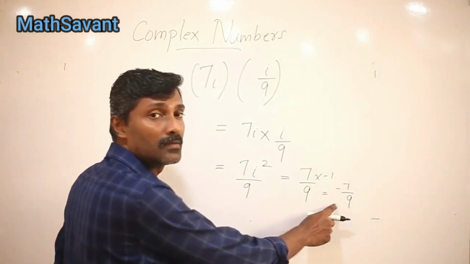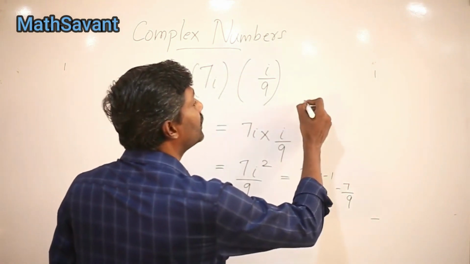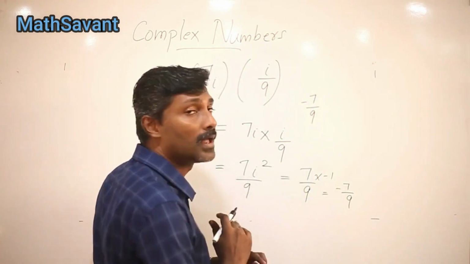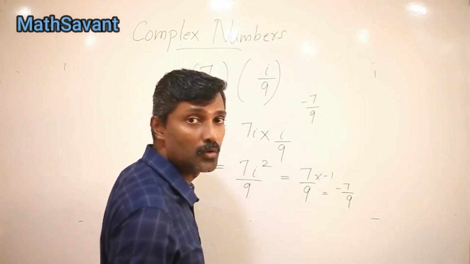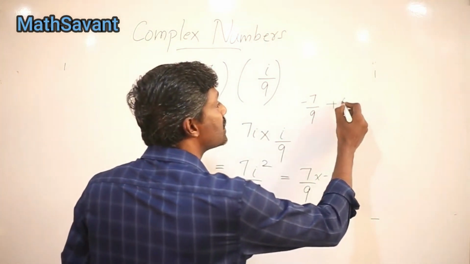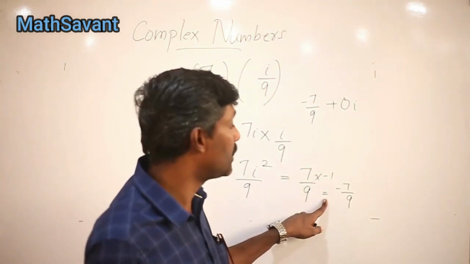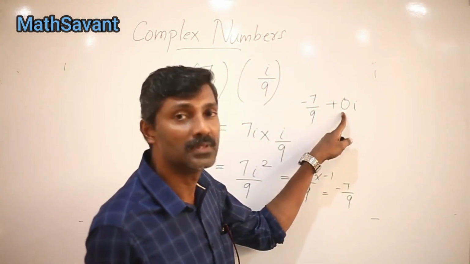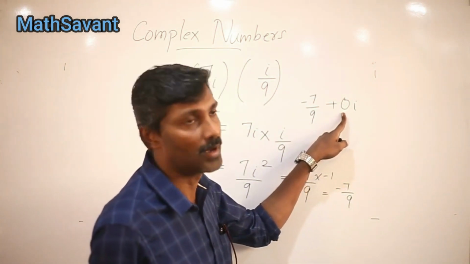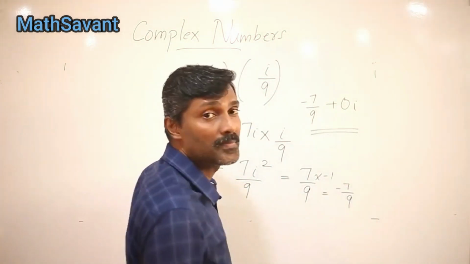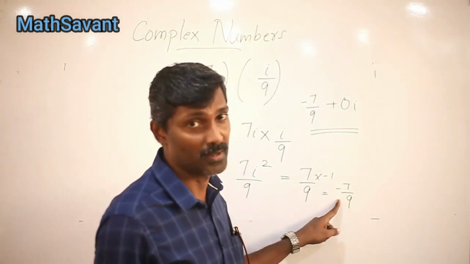So minus 7 by 9 we can write as minus 7 by 9, which is the real part. But we don't have the imaginary part. Absolutely no worries. Just put plus 0i. Since there is no imaginary part, we just put the value of the imaginary part as 0i. 0 into I is anyway 0. So this is the A plus IB form of minus 7 by 9.